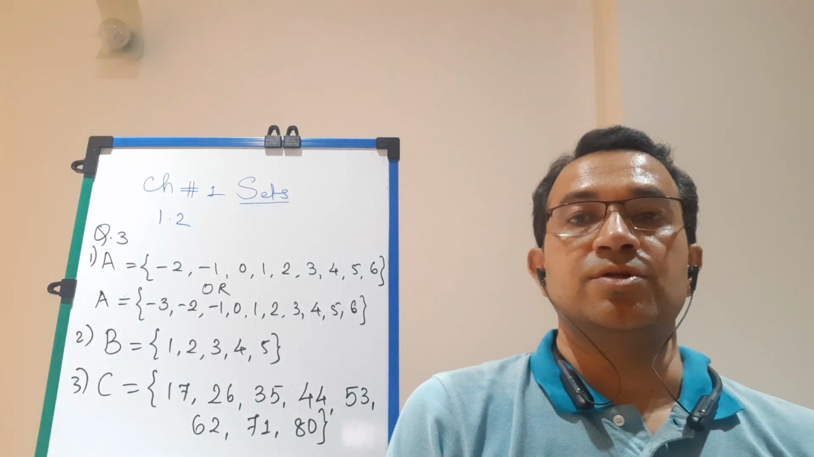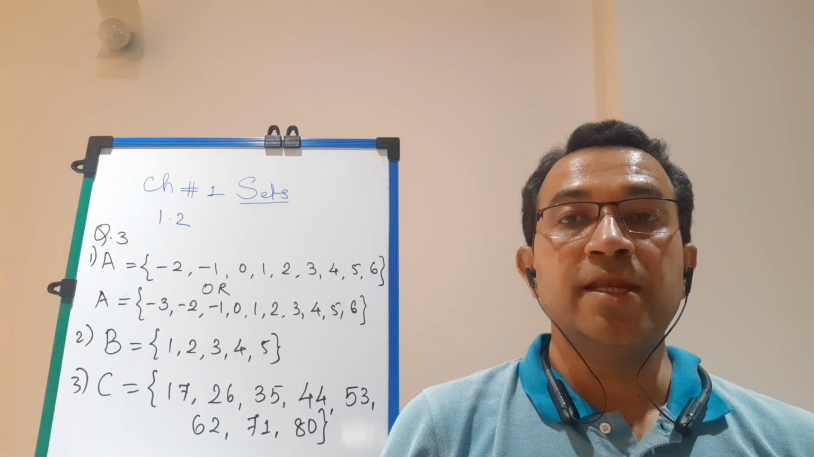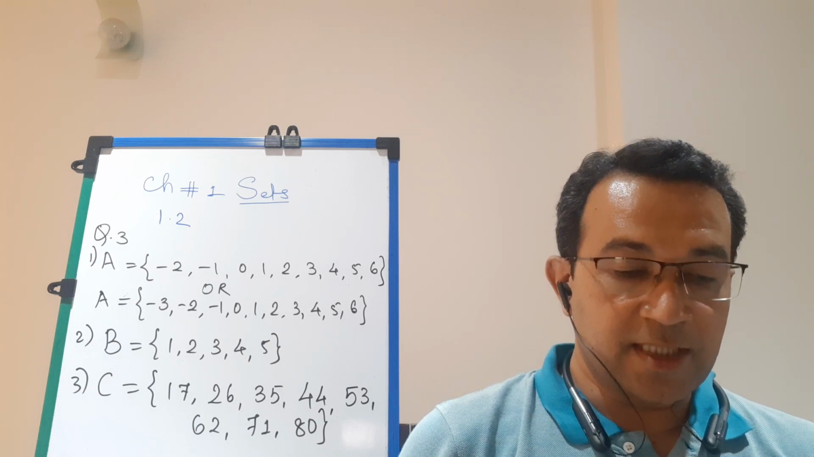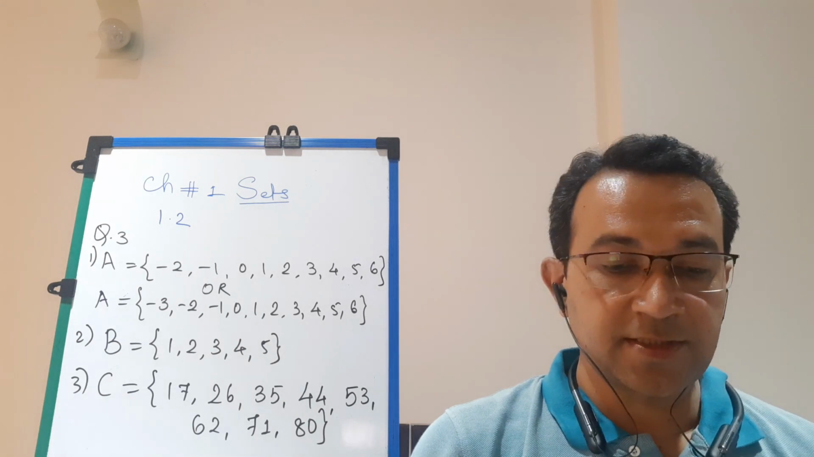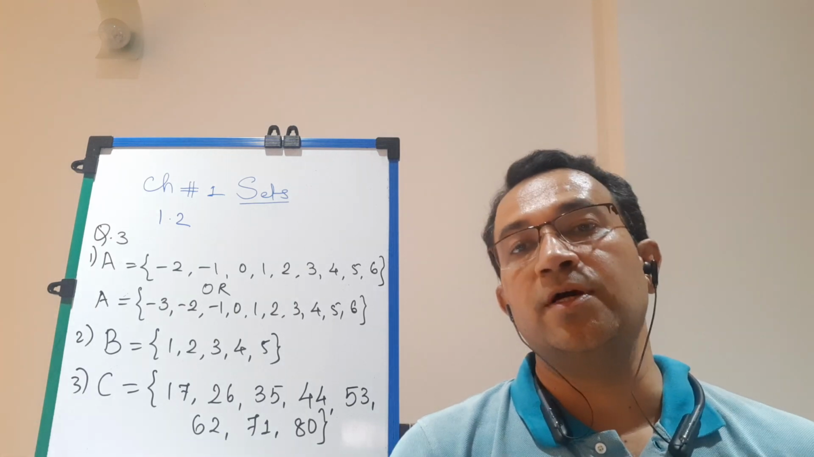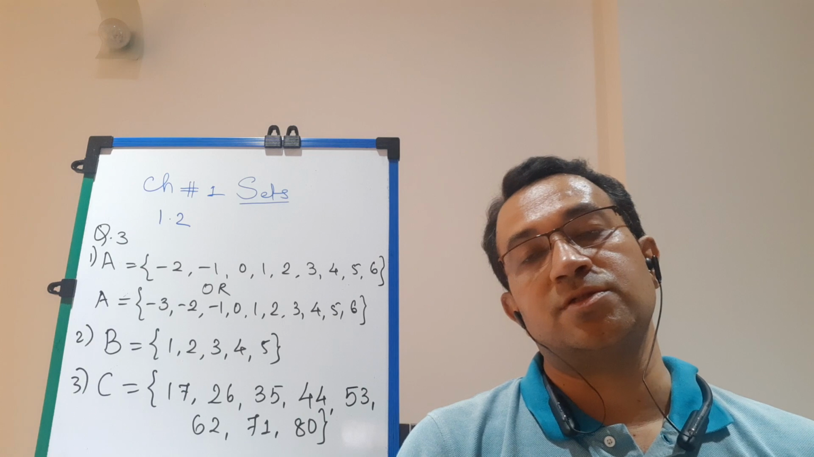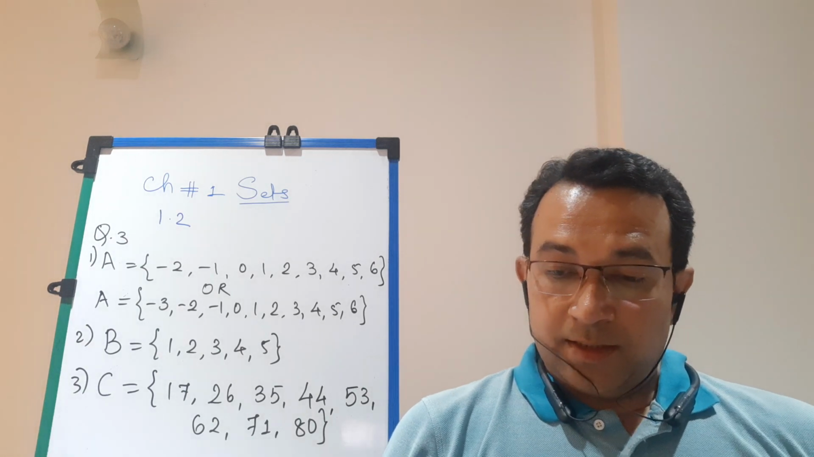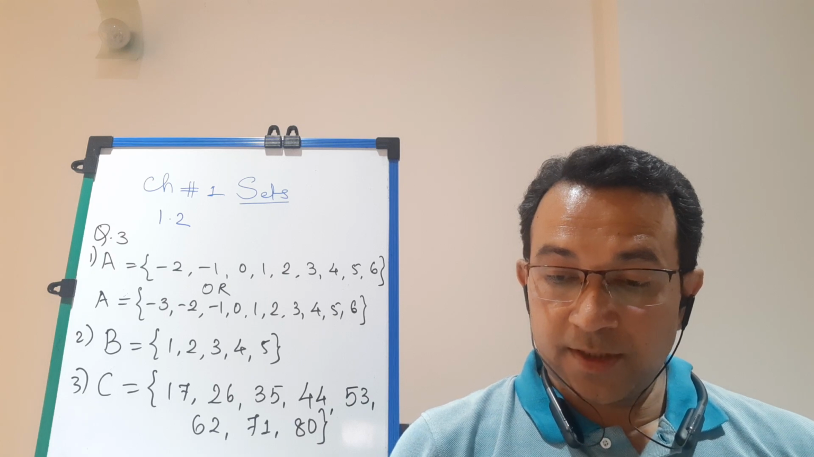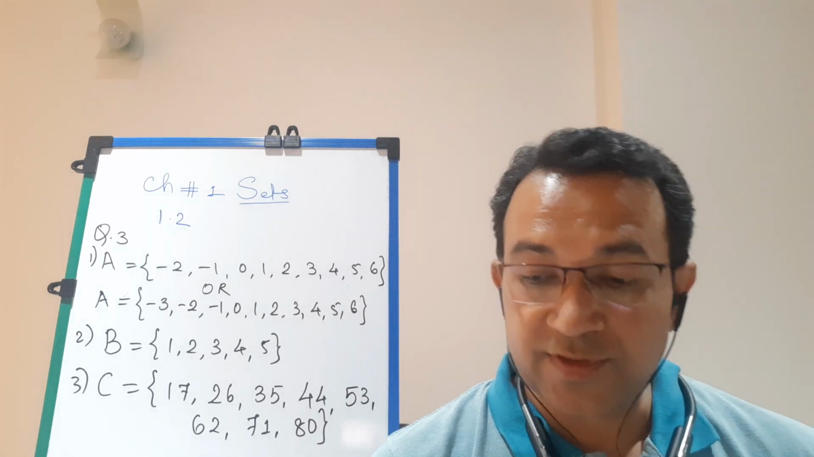Check the elements, students. You should be very perfect in checking the elements. The elements start from 17, then 26, 35, 44, 53, 62, 71 and 80, of course. Then the set D: x such that x is a prime number which is a divisor of 60.